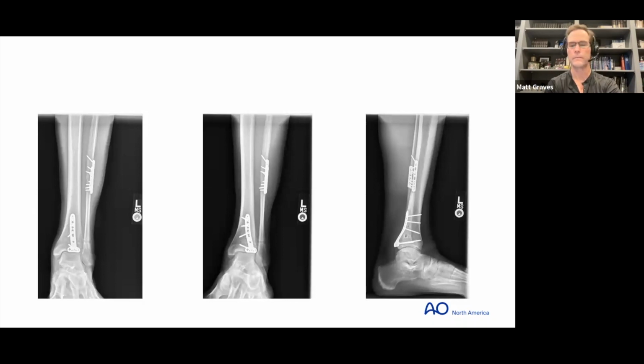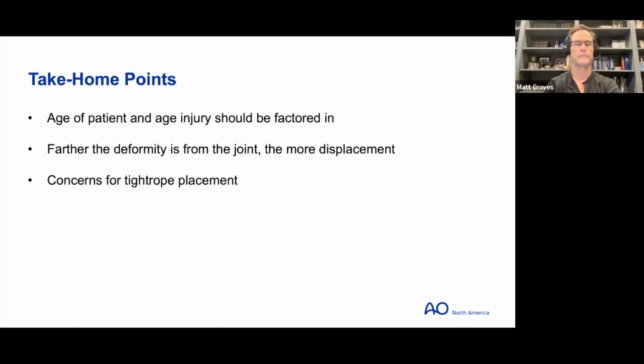And so for me in this situation, the take home is that I think age of the patient and age of the injury made this a lot easier. He's 2 weeks out. It's pretty easy to think that you might still see cortical reads and make this better. I think the farther the deformity is from the joint, the more displacement. I really think that some of that valgus was what was drawing the talus laterally, but I could be overreading that. And then again, like we talked about with regards to the tightrope, I just think you have to be careful with it. So anything else to add there?